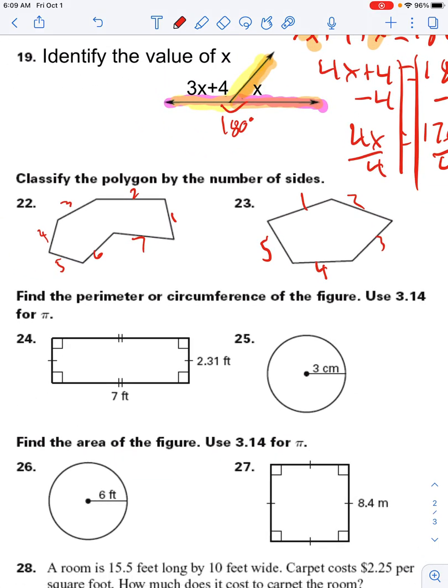Find the perimeter or circumference. Again, the perimeter of a circle is called circumference. We have a different name for it, even if it's exactly the same. It means the same thing.